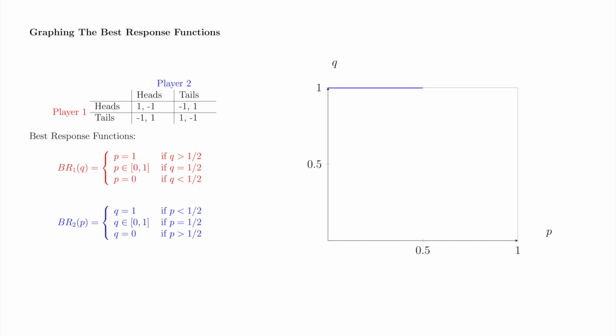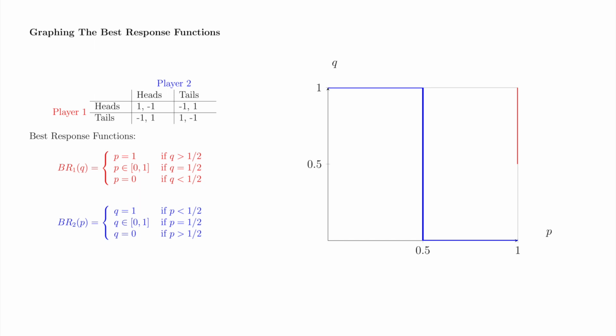BR2 maps P to Q, i.e. it maps numbers from the horizontal axis to the vertical axis. This direction is, I think, the one with which we're all more comfortable. It's certainly the one with which I'm more comfortable, so we'll start here. When P is less than 1/2, Q is equal to 1, which corresponds to the blue line segment. When P is equal to 1/2, we graph the entire interval of Q values from 0 to 1. When P is greater than 1/2, Q is equal to 0.